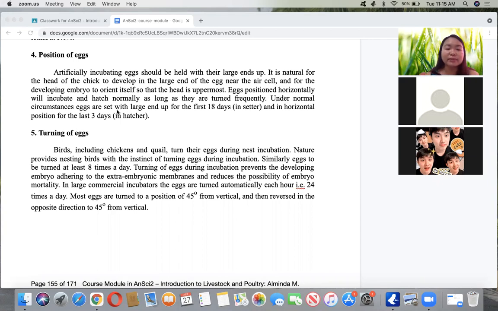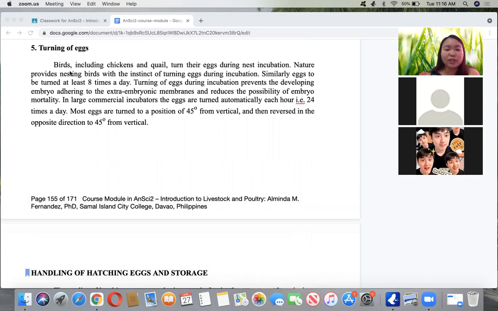So, under normal circumstances naman, eggs are set with large end up for the first 18 days sa setter and in horizontal position naman for the last 3 days in hatcher. So, why do you have to turn the eggs? So, lahat ng birds, chickens, and quail turn their eggs during nest incubation. So, yung natural incubation na nangyayari, nagte-turn din yung eggs. No? The nature provides nesting birds with the instinct na ita-turn nila yung eggs during incubation. Instinct na nila yan.